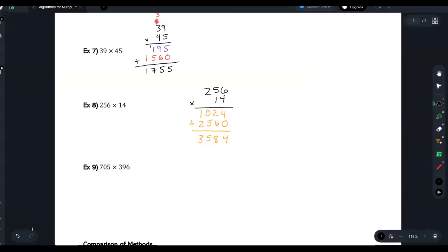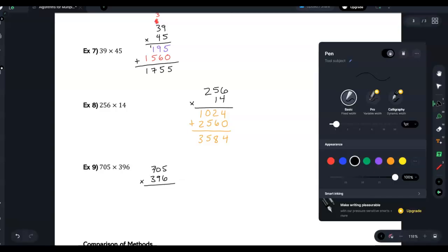And then let's take a look at our last example. This one, they're both 3 digits. So that means that it doesn't matter what order I write these in. So I'm just going to choose to do it in the same order it's listed and write the 705 first.